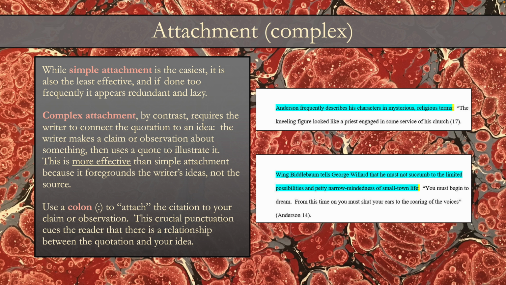Use a colon to attach the citation to your claim or observation. This is a crucial punctuation mark because it cues the reader that there is a relationship between the quotation and your idea or your claim. If it's just a period there, it risks looking like a drop quote. So the colon is important.